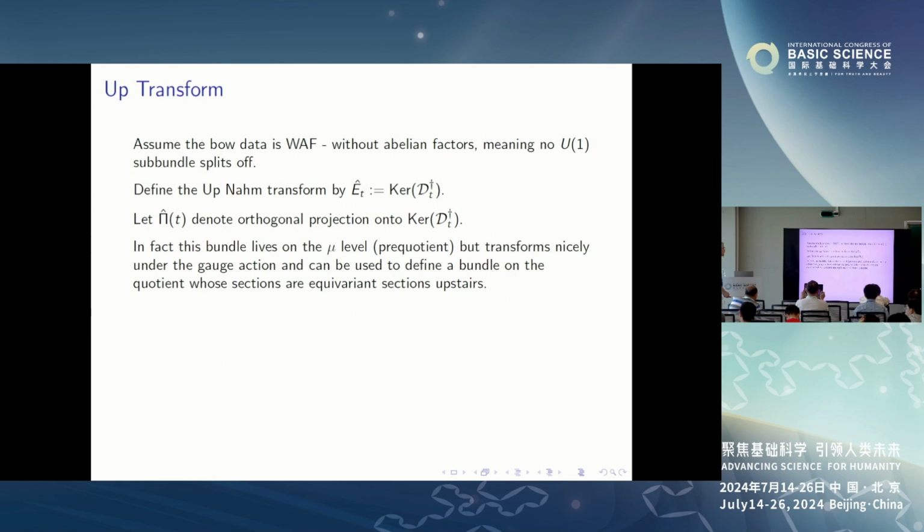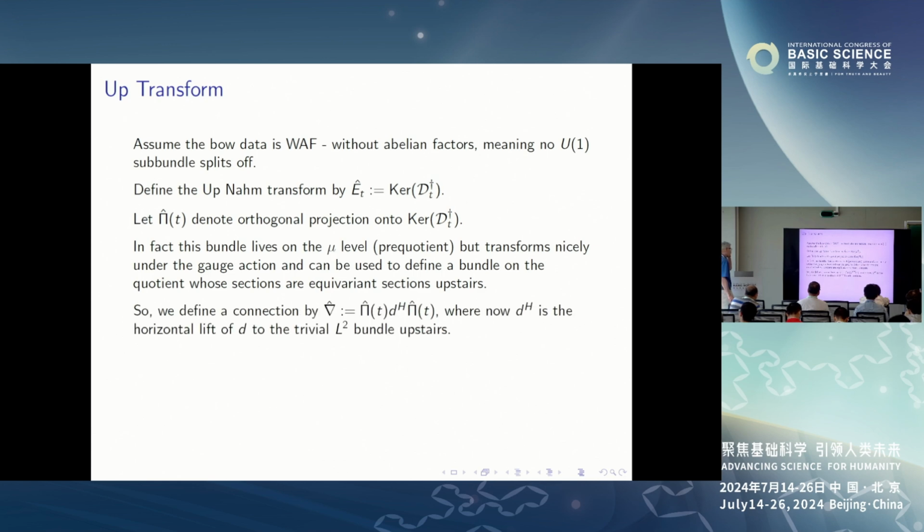The relevant objects here are living not on the parameter space multi-center Taub-NUT, but on the level set of the moment map, but that just means we have to pass to equivariant sections to define our bundle. So we define some connection nabla hat by taking a pi hat sandwich of the horizontal lift of our D to the trivial L2 bundle upstairs, and we'll call the transform in this direction the up transform.